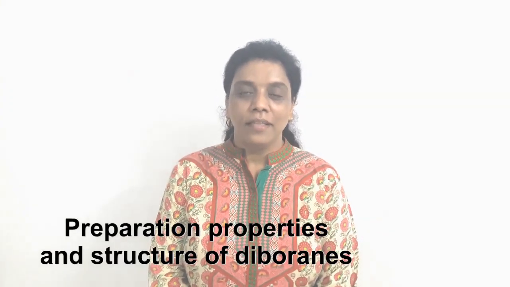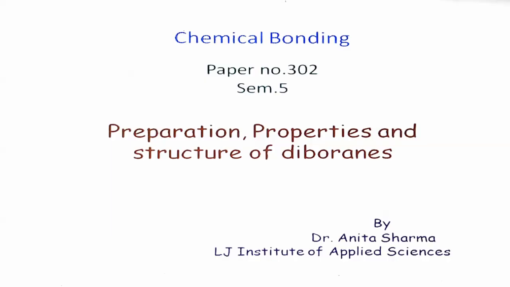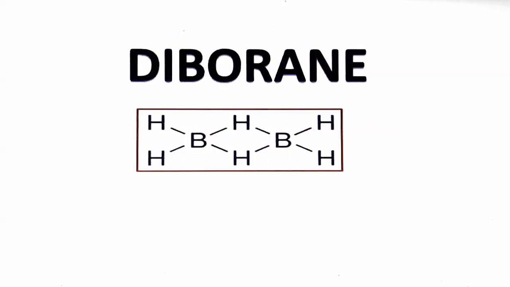Today I am going to start a new topic of chemical bonding, that is preparation, properties and structure of diboranes. So let's begin. Chemical bonding, paper number 302, semester 5. In this lecture we will learn preparation, properties and structure of diboranes. This is the structure of diborane.